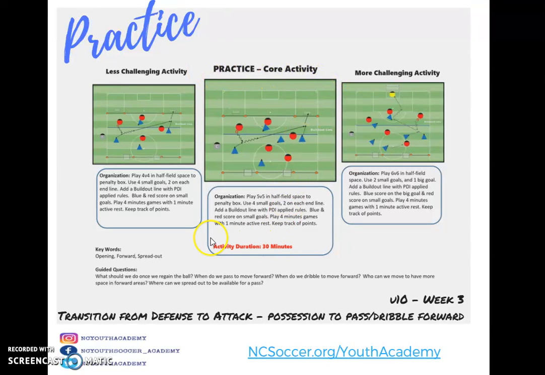When we look at the practice portion, we're going to look at the core activity, which is going to be 30 minutes. You could stay here in the core activity, or go to the less challenging, or even the more challenging. But either way, the entire practice phase is going to be 30 minutes.